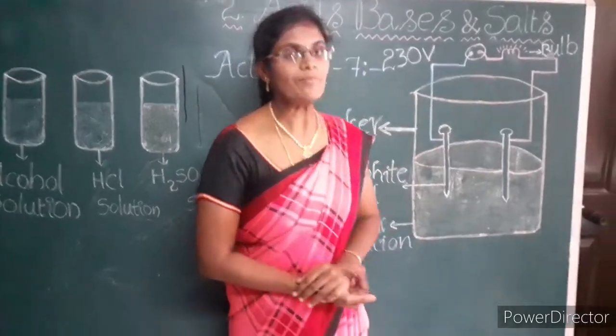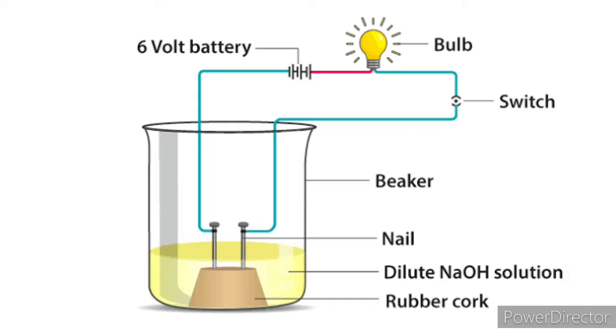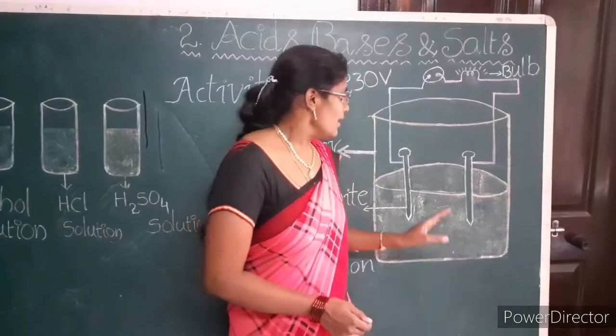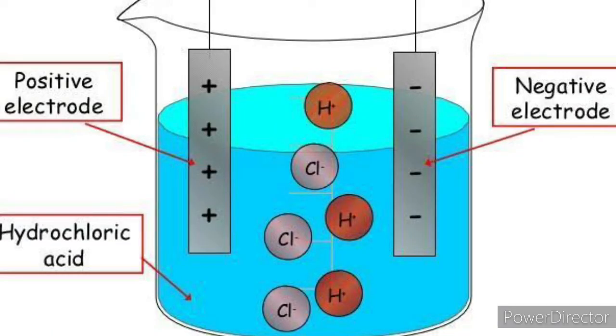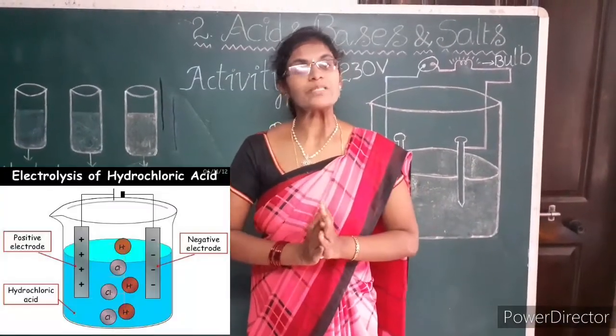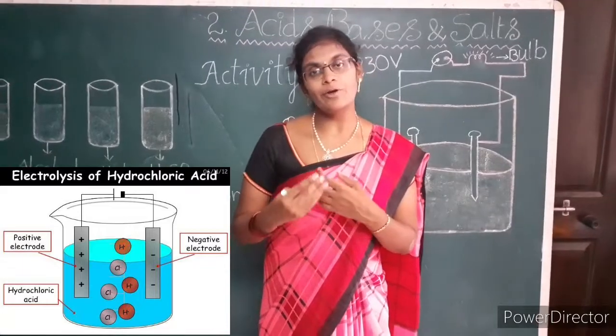Switch on the bulb. Children, what do you notice now? Yes, the bulb glows. Here the glowing of the bulb indicates the flow of current through this solution. So the current is carried through this solution by ions. Here we have taken hydrochloric acid solution. HCl is an acid and it produces H plus ions. H plus ion is a cation because it contains a positive charge. These H plus ions are responsible for the acidic properties and the conductivity of electric current.